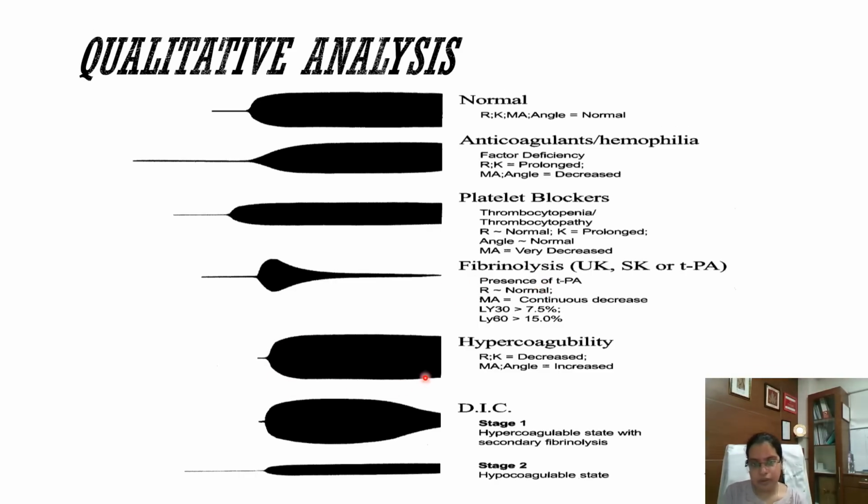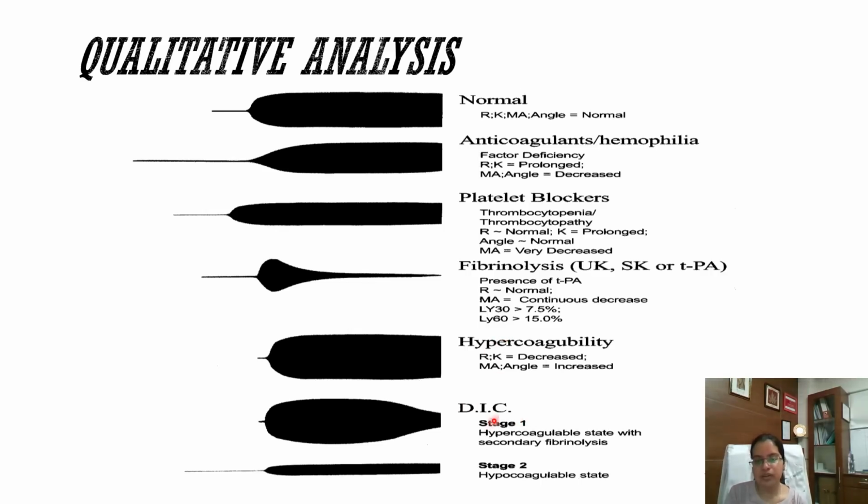Now this graph, we can see there is huge increase in MA. R time is so less, K time is decreased, the angle is increased and the MA has also increased. So we can interpret that the clotting factors are very much activated. Clot is getting formed at a faster speed. Alpha angle is also increased, so there is increase in fibrin accumulation also. MA is also increased. So this is showing hypercoagulability. So we will give this patient anticoagulants.